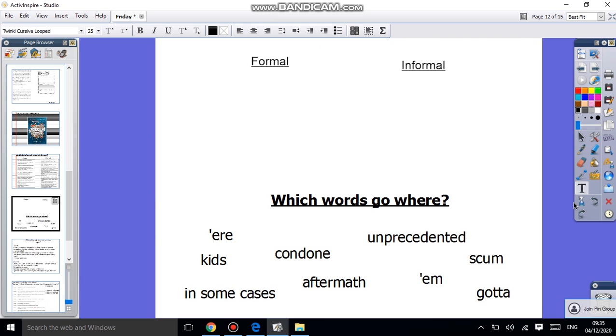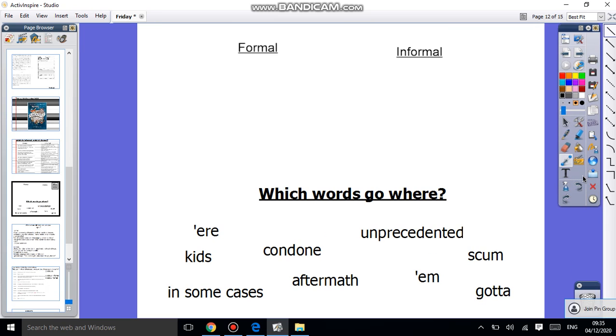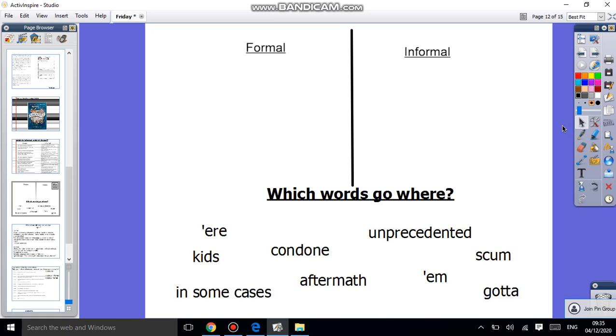Here we've got one side of the table is formal, one side is informal. And we've got some words. Now some of these words are formal words and some of them are informal. So we've got ear, kids, in some cases, condone, aftermath, unprecedented, scum, got it. So have a think now, maybe draw this out on your paper and see if you can figure out which words are formal and which words are informal. If you want to do that, please pause the video and have a little go. And if you don't, we're going to carry on with it right now.